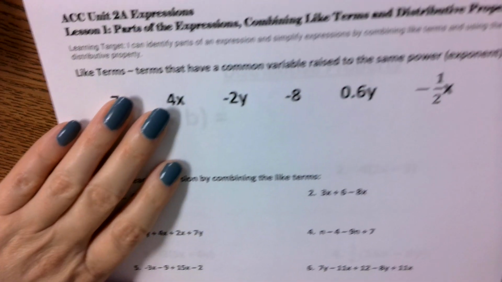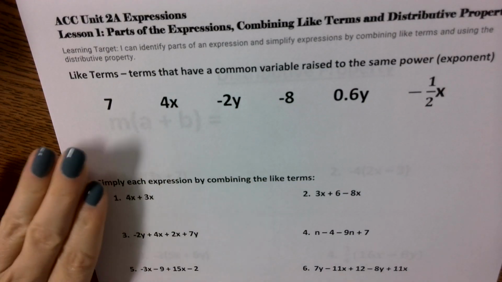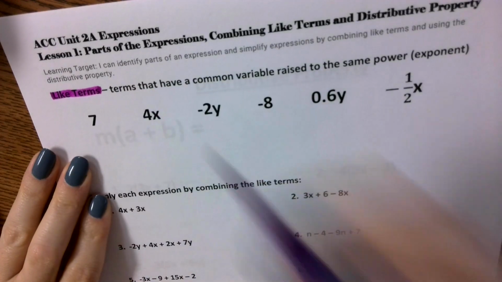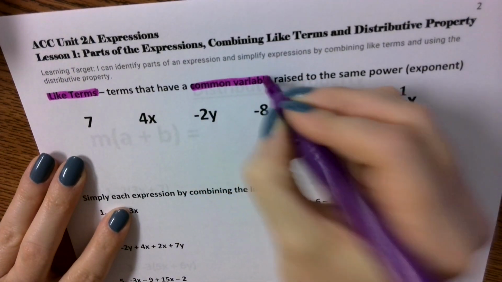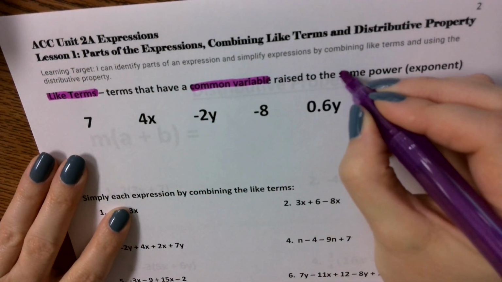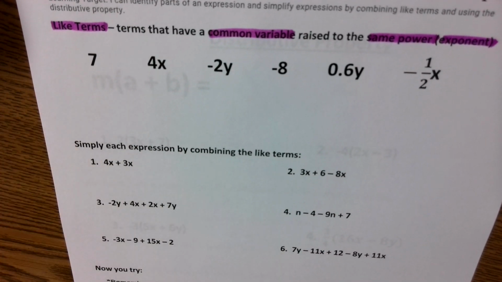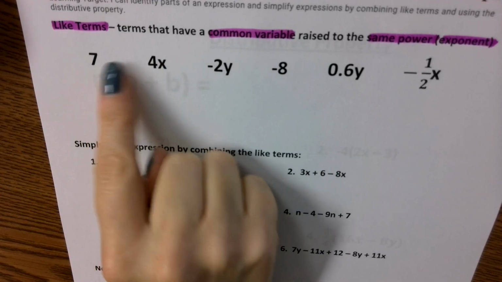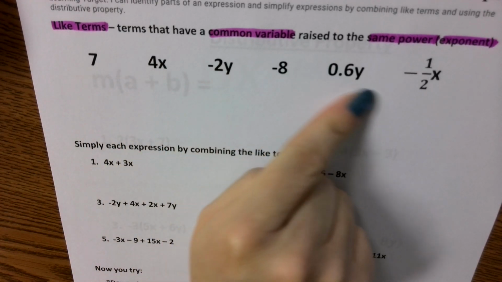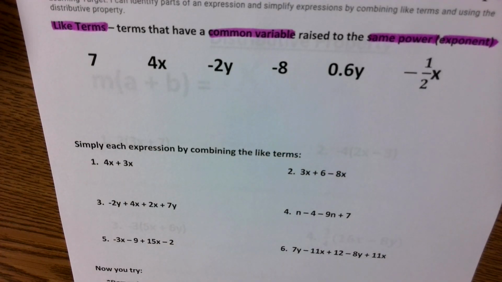So, like terms are terms that have a common variable. That's the important thing to understand. Like terms have a common variable and are raised to the same power, meaning an exponent. On the previous slide I said there's a difference between x and x to the second power, or x to the third power. Every single number has an exponent. 7 has an exponent. 4x has an exponent. You just don't see the exponent.